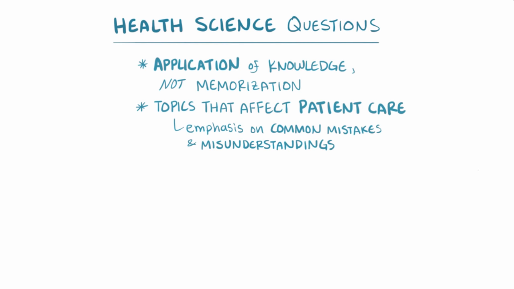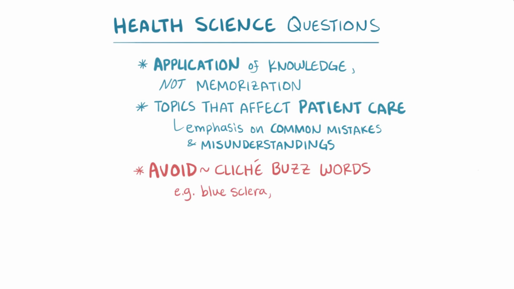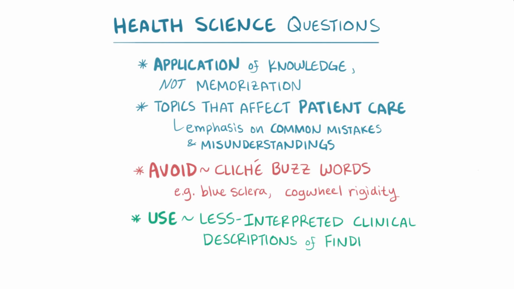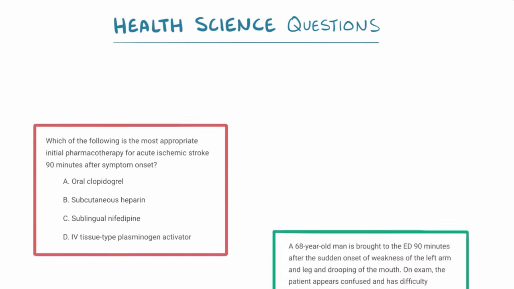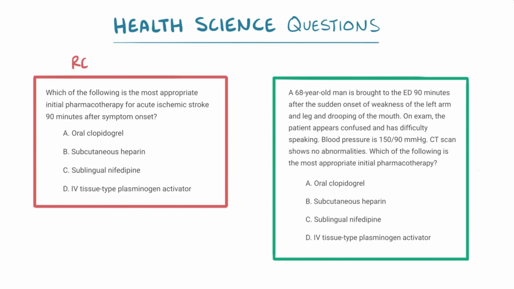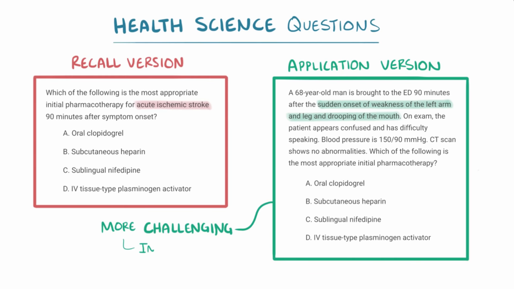mistakes and misunderstandings. To do this well, it's best to avoid cliche buzzwords like blue sclera and cogwheel rigidity, and instead use less interpreted clinical descriptions of findings. This side-by-side example shows what these differences look like, with the recall version using the term acute ischemic stroke, whereas the application version uses the clinical description sudden onset of weakness of the left arm and leg and drooping of the mouth. The options are the same, but the application version is more challenging because it requires interpreting information, rather than simply giving away the diagnosis.